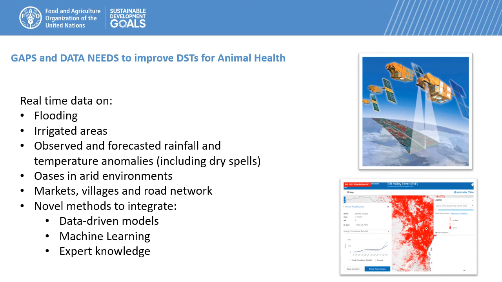Other information is needed for the identification of oases in arid environments, because, for example, with the current outbreak in southern Libya, these habitats are very suitable for vectors, but also represent congregation areas for animals and humans, where the spread of the disease can increase dramatically. It is very important to map them. Information on markets, villages, and road networks would be very important for modeling the spread of the disease. We will also need novel methods to integrate data-driven models, machine learning, and expert knowledge.